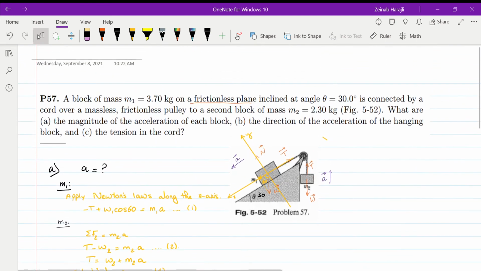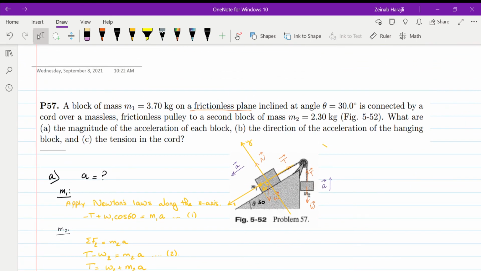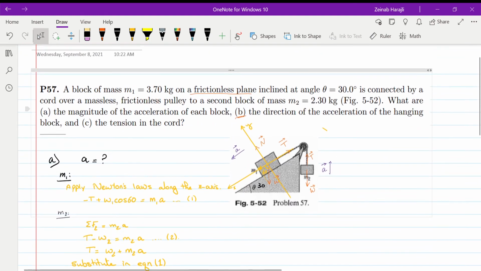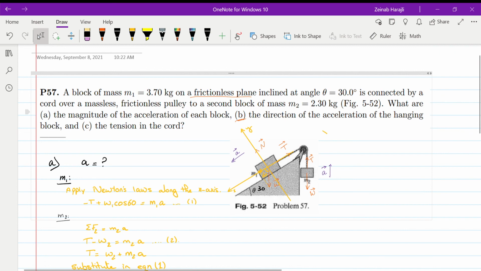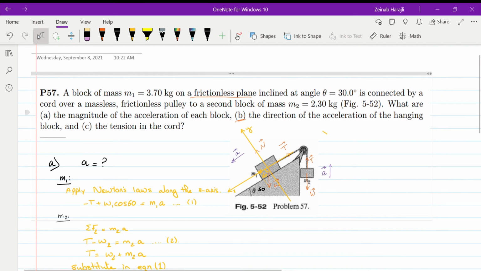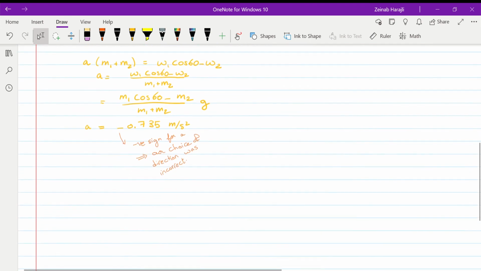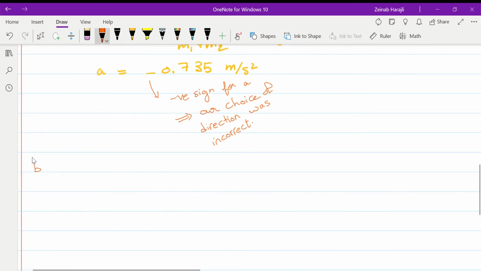So we need to pay attention to the direction here. It is not down the incline. M1 is going to move up the incline while M2 will move downwards. So this was part A. In part B, we are asked about the direction of acceleration. So now we can clarify that M1 will be moving up the incline, while the hanging box is moving downwards. They asked us just for the hanging block, so we can just say the hanging block moves downwards.